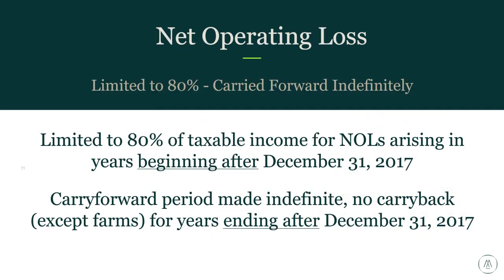The big change with regard to net operating losses: previously, if you incurred a net operating loss, you could carry it back 2 years and forward 20, and there were no limitations on how much income you could offset. Now the rule is that NOLs are carried forward. Any NOLs generated after 12/31/17 are carried forward indefinitely, but limited to 80% of taxable income. So no more carrybacks. But the NOLs that you've got in place up to December 31st, 2017 will continue to carry forward.